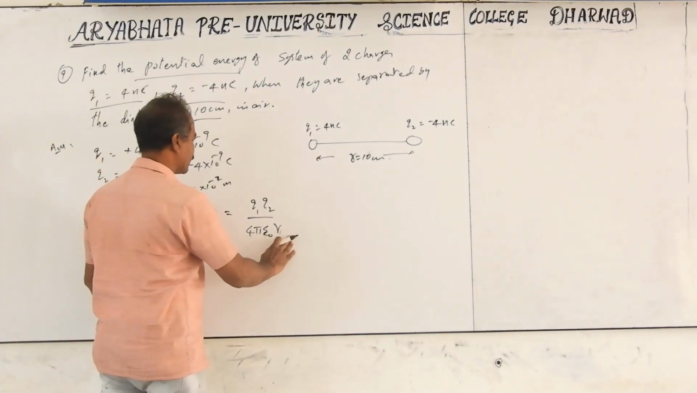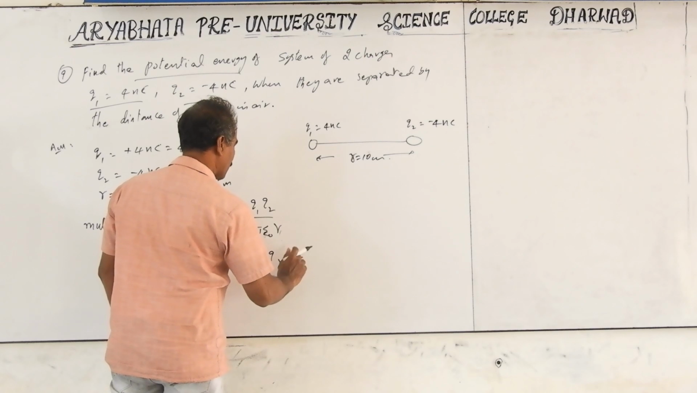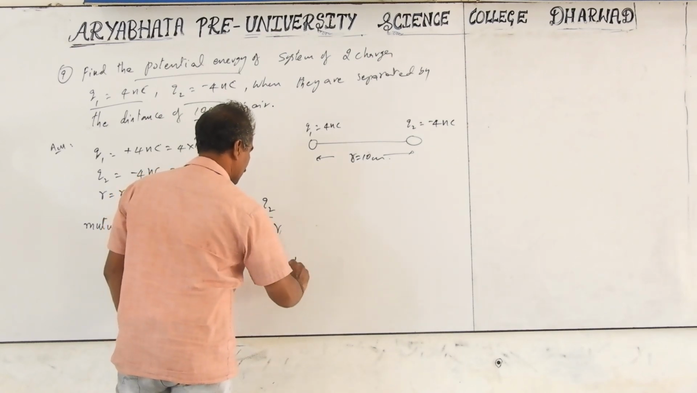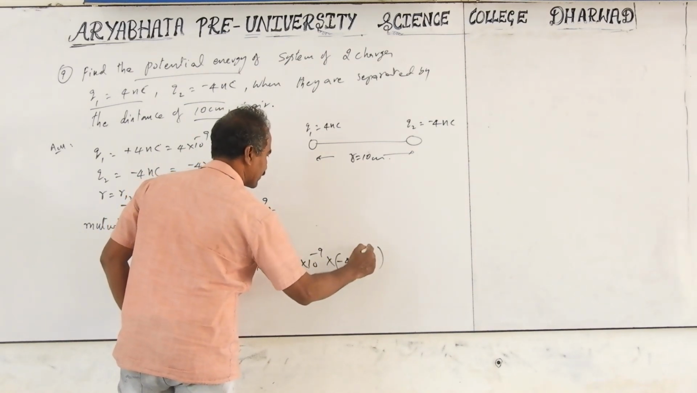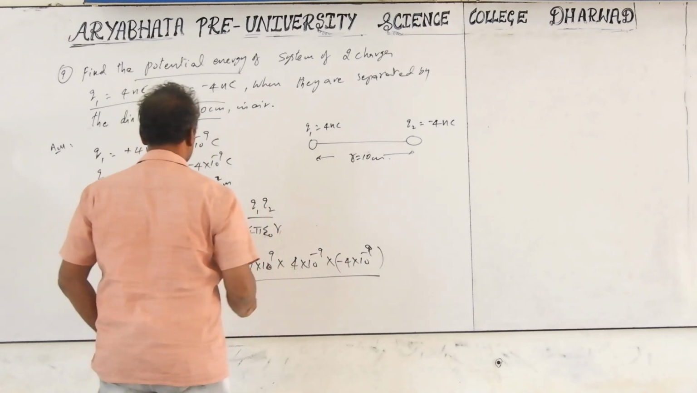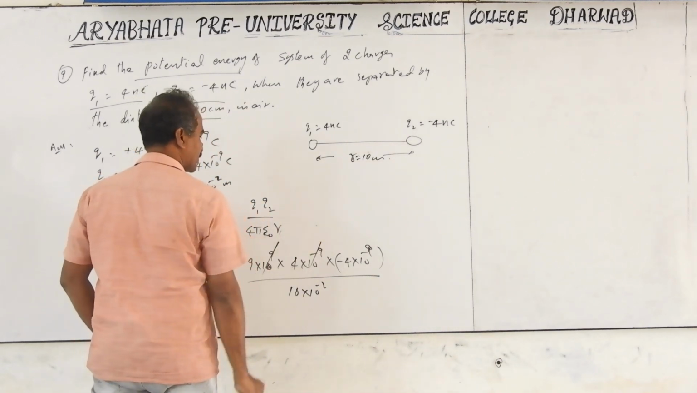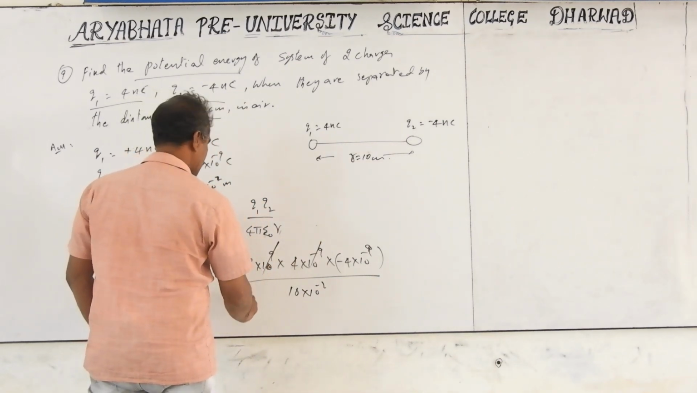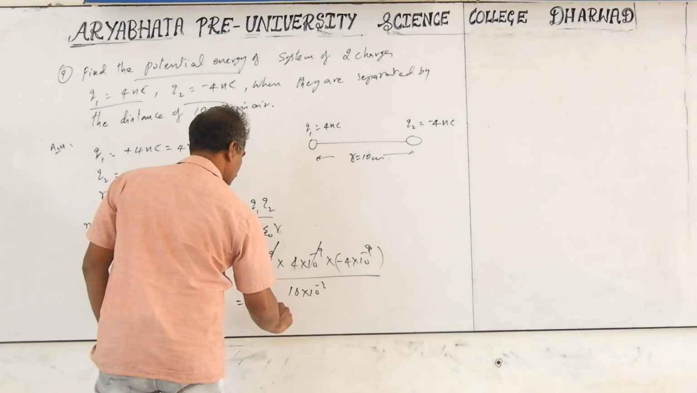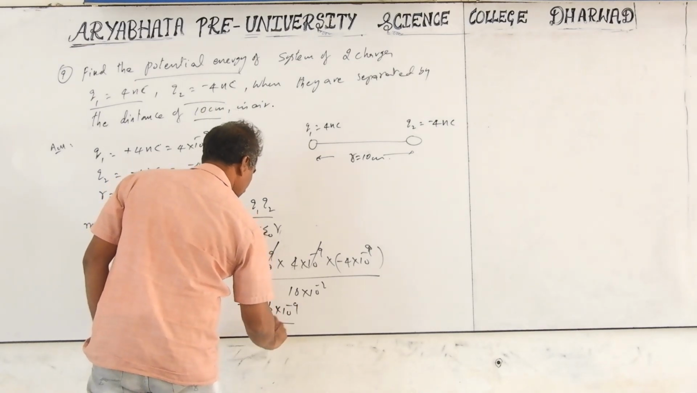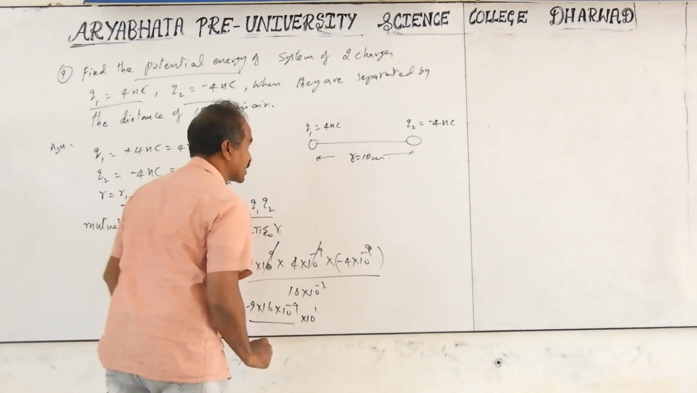Only two charges are there, so U equals 9 into 10 to the power of 9 into 4 into 10 to the power of minus 9 into minus 4 into 10 to the power of minus 9, divided by the distance, which is 10 centimeters, that is 10 into 10 to the power of minus 2. The 9 and minus 9 powers cancel. This is going to be 9 into 16 with a negative sign, into 10 to the power of minus 9, divided by 10 to the power of minus 1. The 10 cancels and 10 to the power of minus 1 remains in the denominator, which becomes 10 to the power of plus 1 in the numerator.